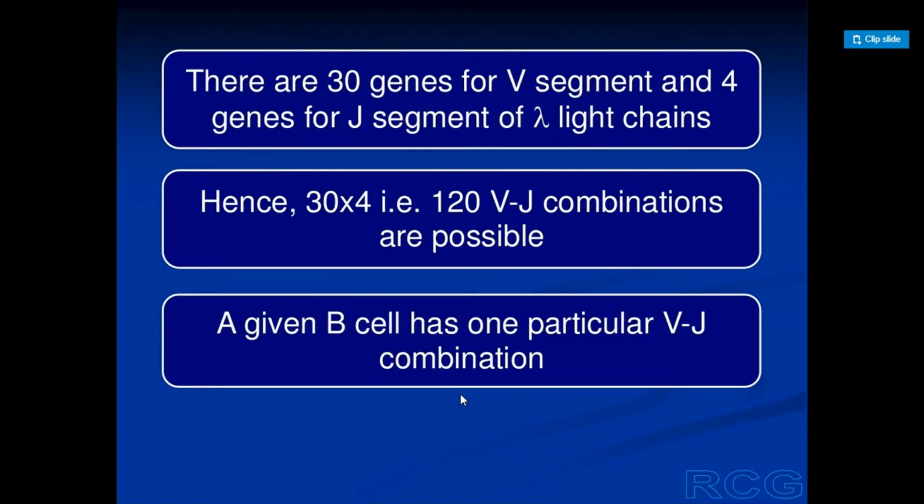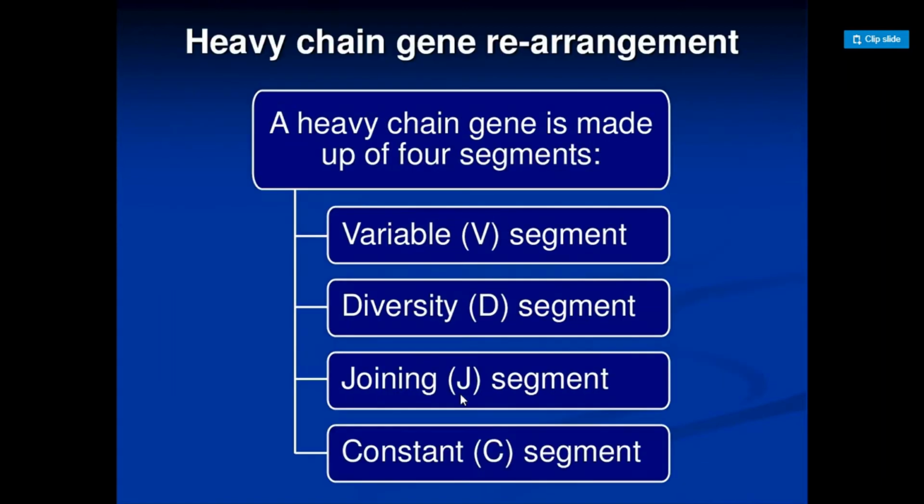There are 30 genes for the V segment and 4 genes for the J segment for the lambda light chain. Hence, 30 times 4, that is 120 VJ combinations, are possible. And each given B cell has one particular VJ combination. Then, in heavy chain gene rearrangement, other genes are also involved.